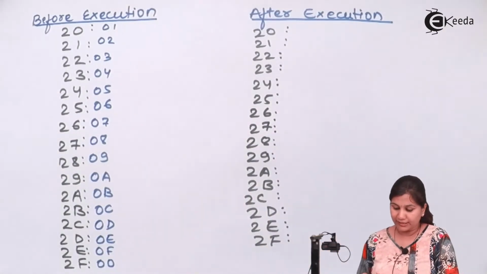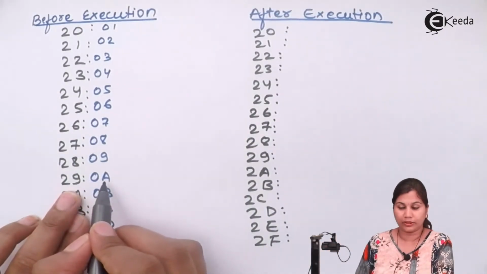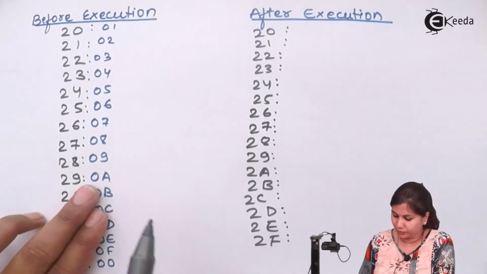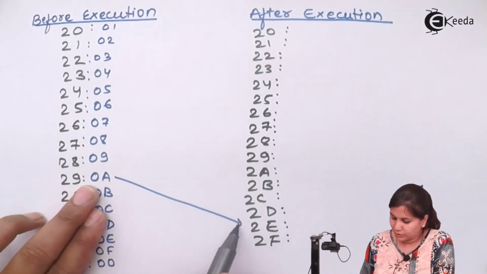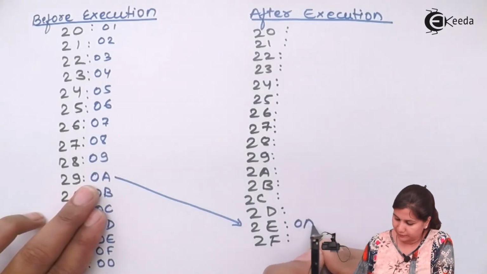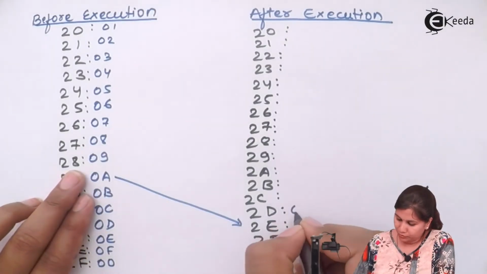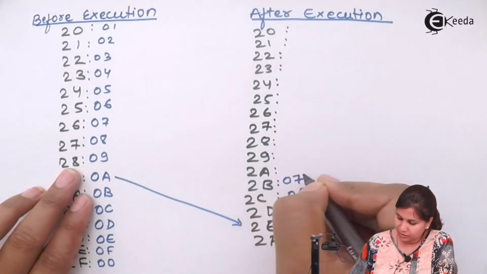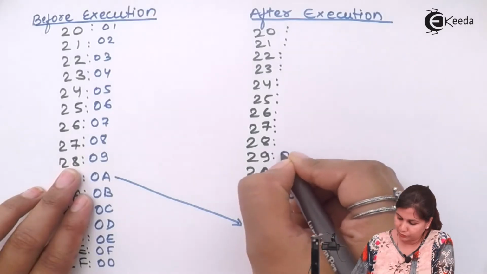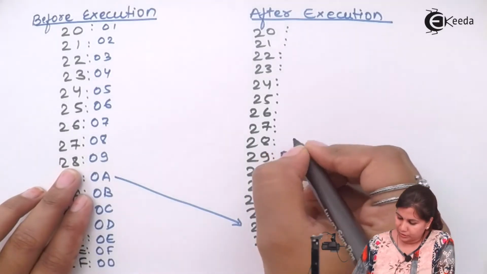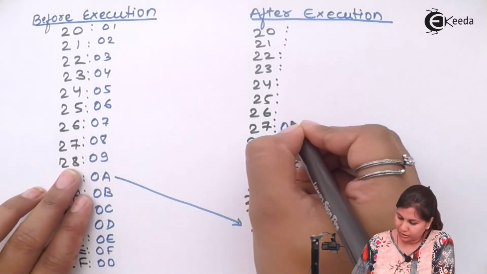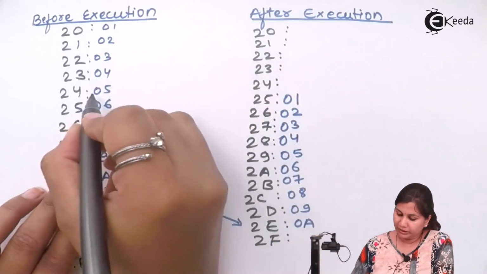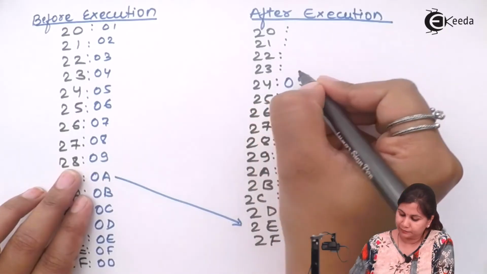The number which is at 29, okay, that will go to the memory location 2E. So 2E is going to have 0A, 09, 08, 07, 06, 05, 04, 03, 02 and 01. The remaining data will be as it is.